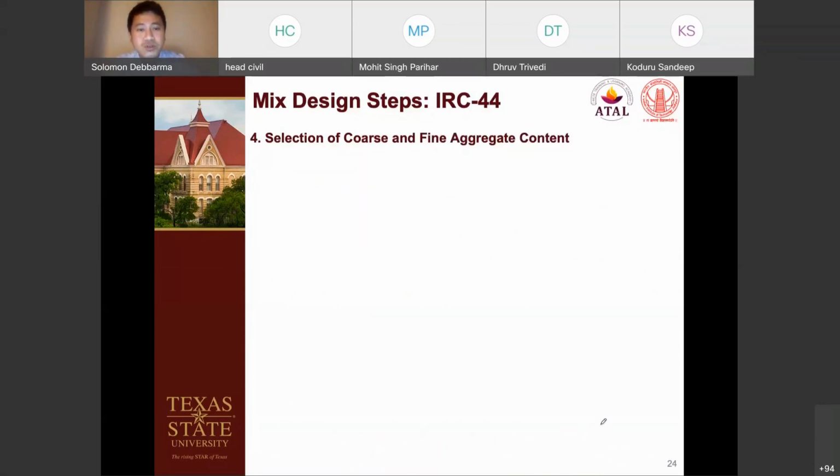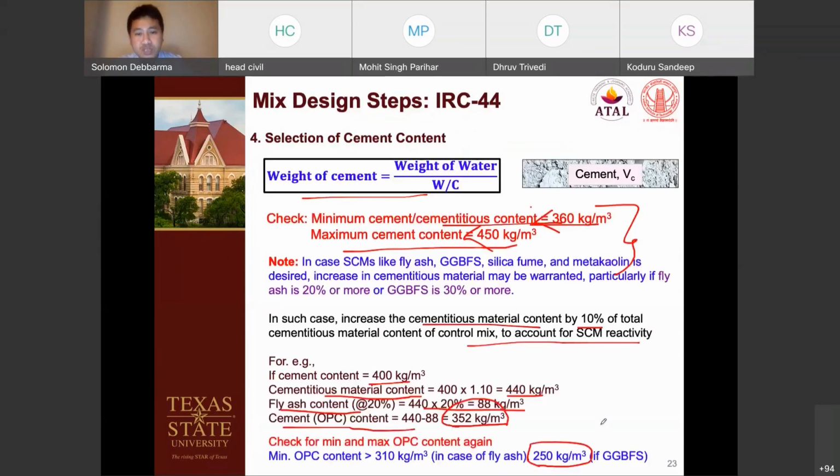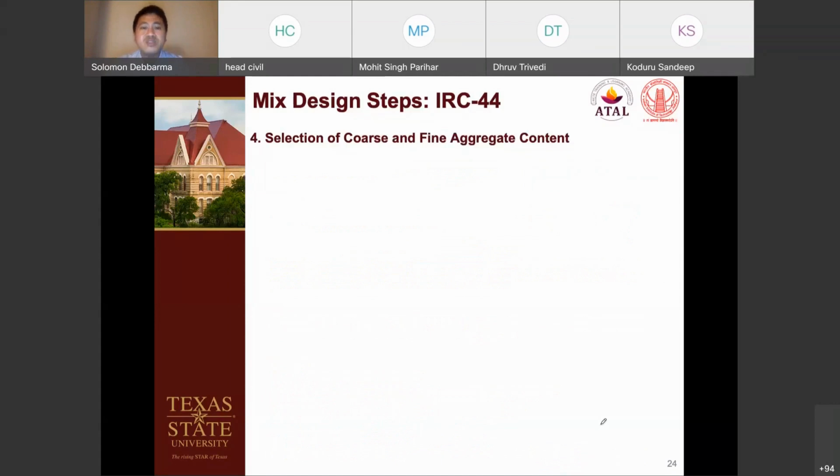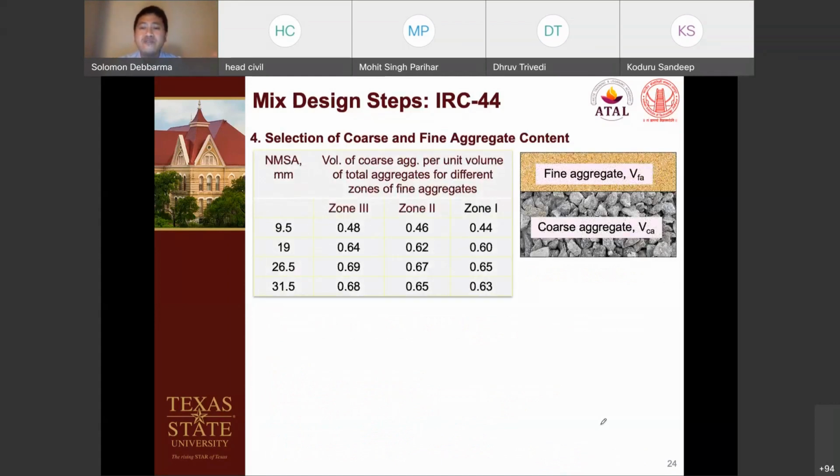And the fourth step is, now we have our air content, the water cement ratio, the water content, and we know the cement content. So now the only thing remaining is the calculation of the coarse and the fine aggregates, right? Again, we have to calculate the volume of coarse aggregate per unit volume of total aggregates. Based on the nominal maximum size aggregate, and depending upon the zone of the fine aggregates, we can determine the volume of coarse aggregate.